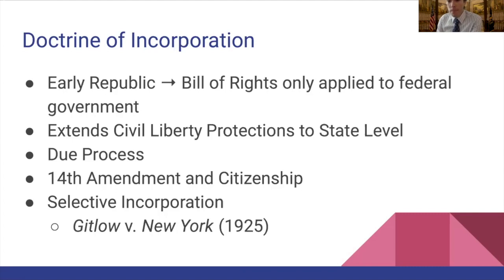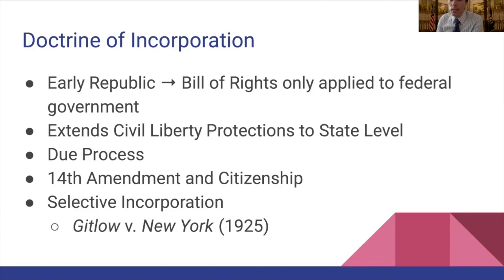So it became apparent, though, over time that this was not a tenable solution. So the notion of incorporation extends civil liberty protections to the state level. And this is one of the goals of the 14th Amendment, which was passed as a part of Reconstruction. So the 14th Amendment is critical because it defines citizenship as all persons born or naturalized in the United States. So irrespective of which state you're in, if you are born or naturalized, you are a citizen of the United States, and you are entitled to the rights and privileges of citizenship as a result, right? And as a citizen, your rights cannot be denied without due process of law.